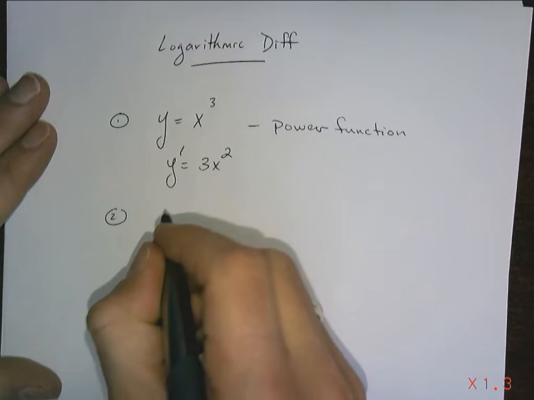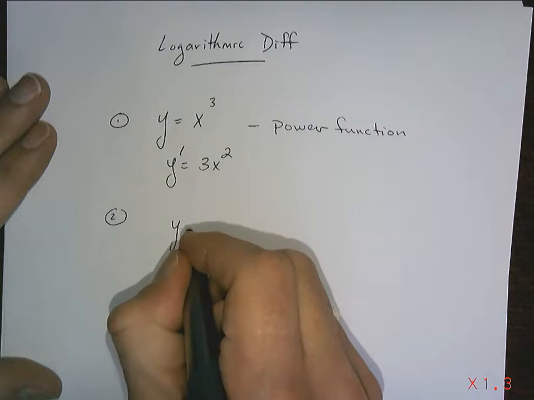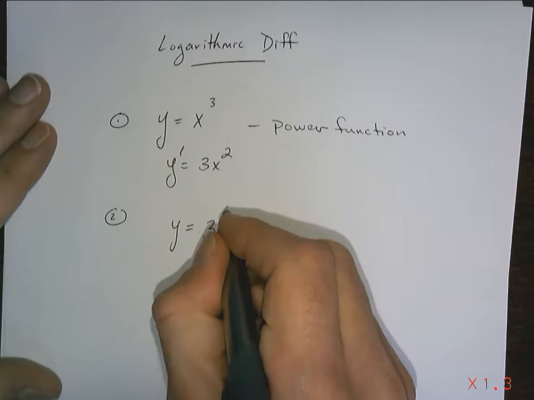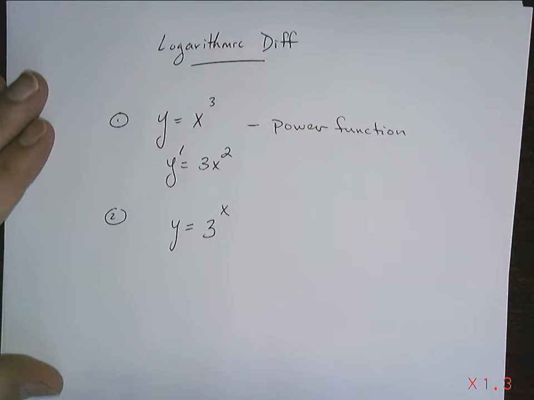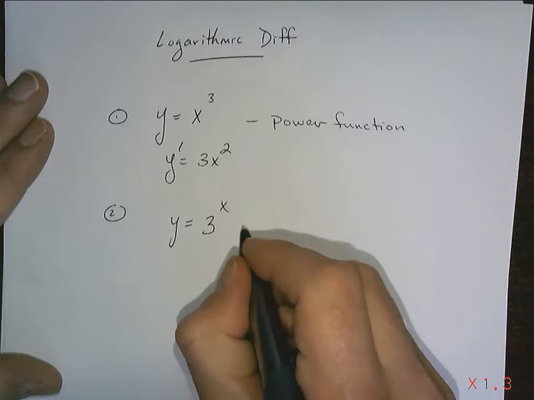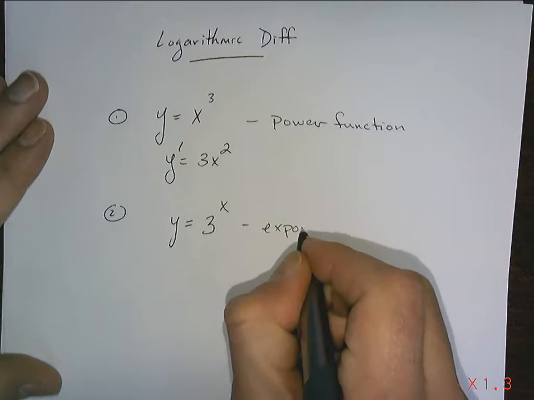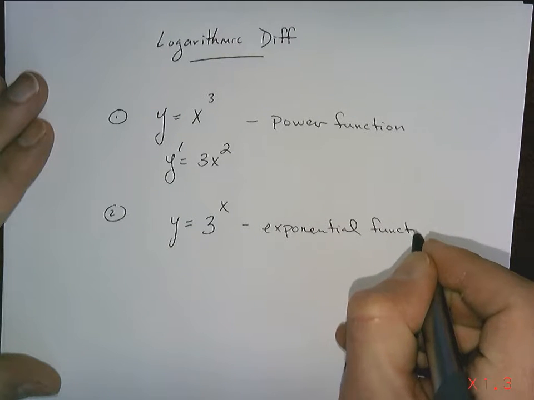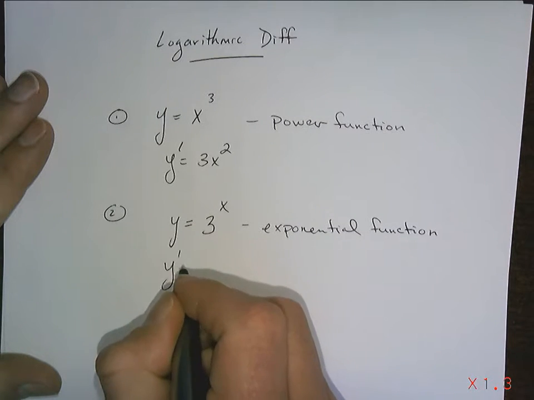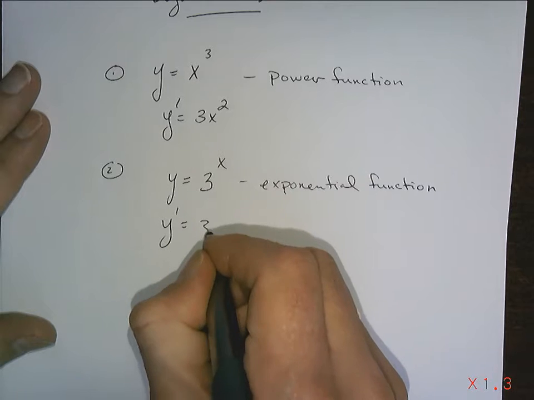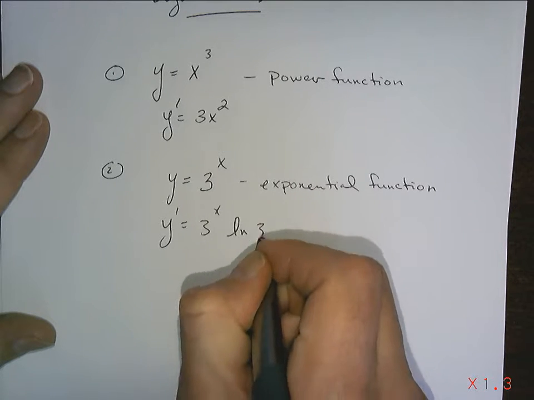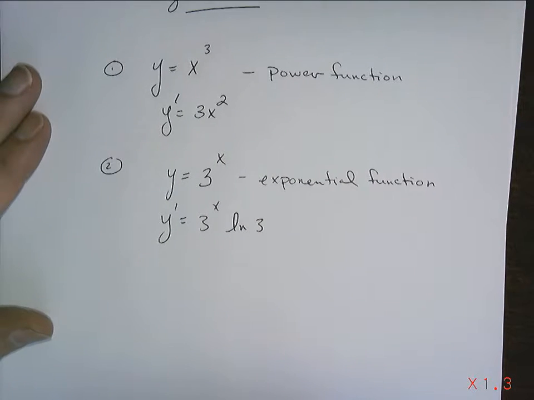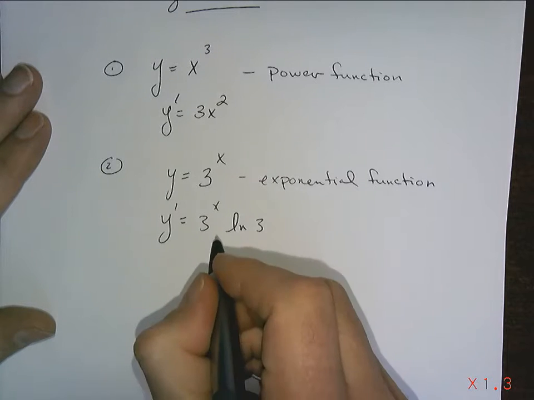Do you know what this is called? That's an exponential function. Its derivative follows a nice set of rules, and I hope you know them. And I hope you know that ln 3 is a number.